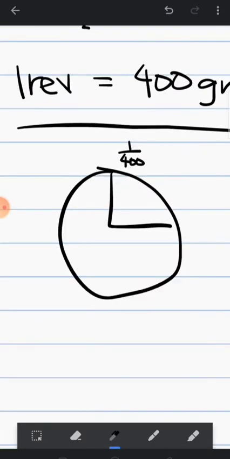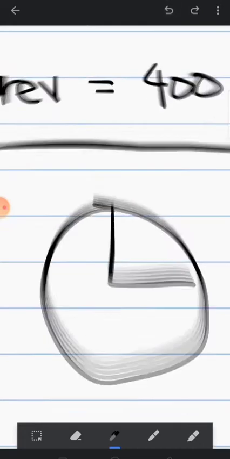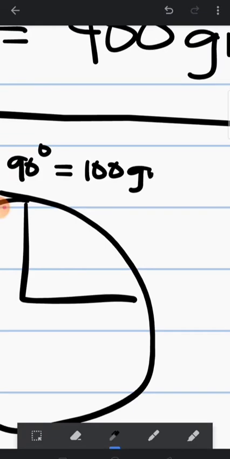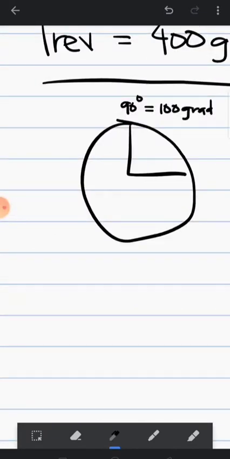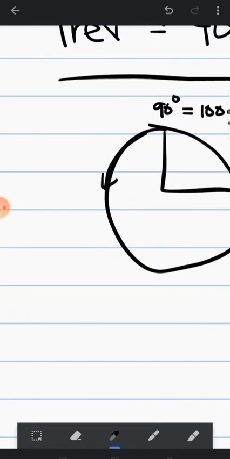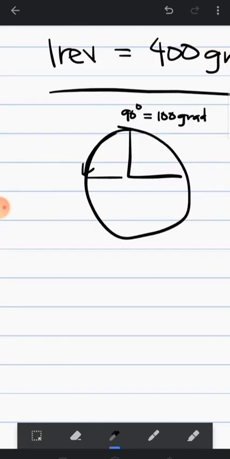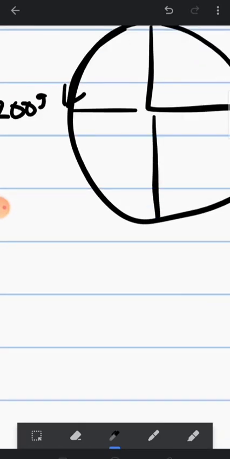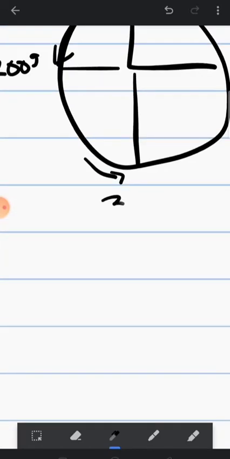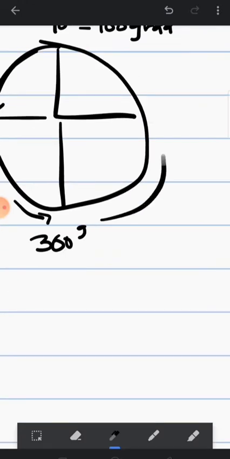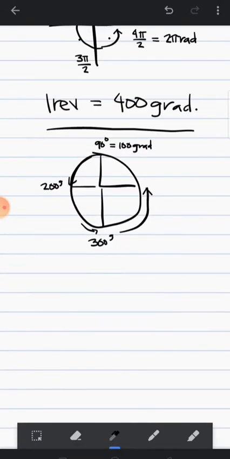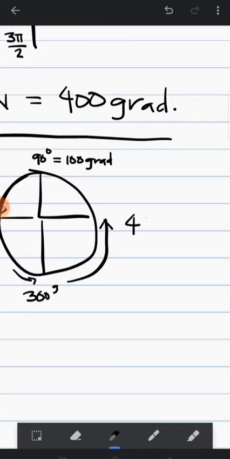If that's 1 out of 400, 90 degrees should be equal to 100 gradients. If you turn again another 90 degrees counterclockwise, this will become 200 gradients. Then another 90 degrees would be 300 gradients. And then the full rotation of a circle, or 1 revolution, would be equal to 400 gradients. So 100, 200, 300, and then 400.